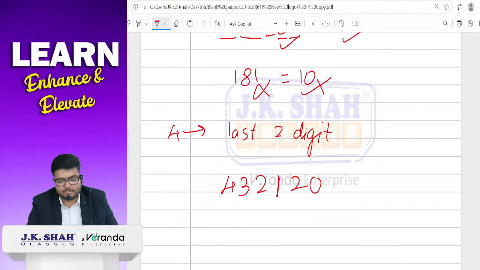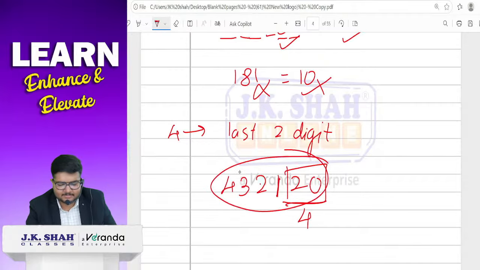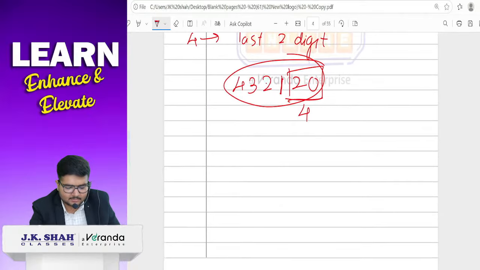432120. Now, you don't have to divide it by 4. You just have to check last two digits. Is last two digit divisible by 4? Is 20 divisible by 4? Yes, sir. 20 is divisible by 4. Then the whole number is divisible by 4 always. Understood? Now let us move forward.